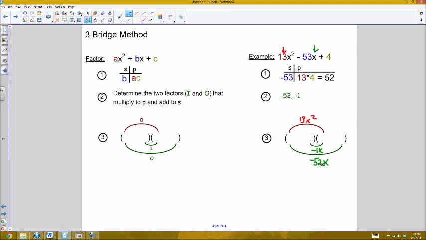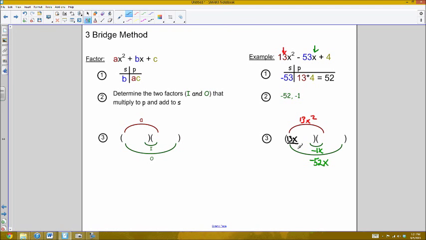The first thing I'm going to look for is a greatest common factor between any overlapping arc. So the easiest one to do is the first two bridges here, this 13x squared and this negative 52x. I'm looking for the greatest common factor between these two numbers to go in this location where those two bridges overlap. Well, I can see this has an x squared and this has an x, so they will have a common factor of x. So I'm going to write that in. And then 13 and 52 actually has a common factor of 13. So I'm going to write 13 here.